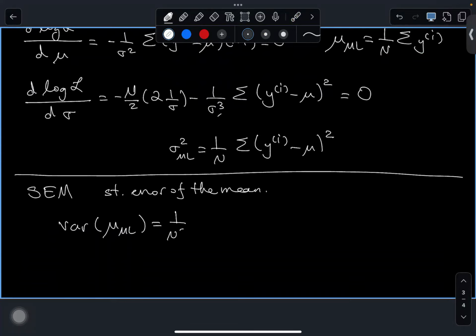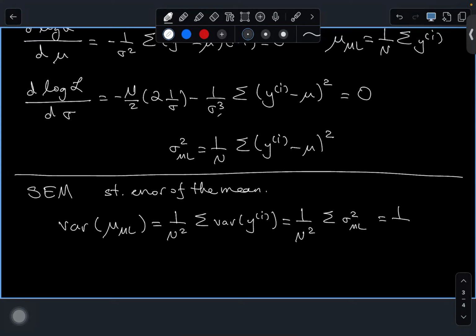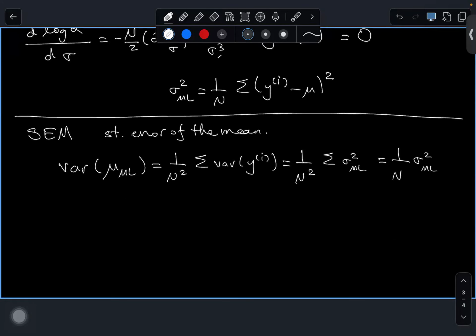It's 1 over n squared, the sum of the variance of each of these elements. What's the variance of each of those elements? That's 1 over n squared, the sum of sigma squared, the maximum likelihood estimate of it. So I have n of the sigma squareds that I'm adding up. When I add them all up, divided by n squared, I get sigma squared divided by n. That's the variance of my mean.